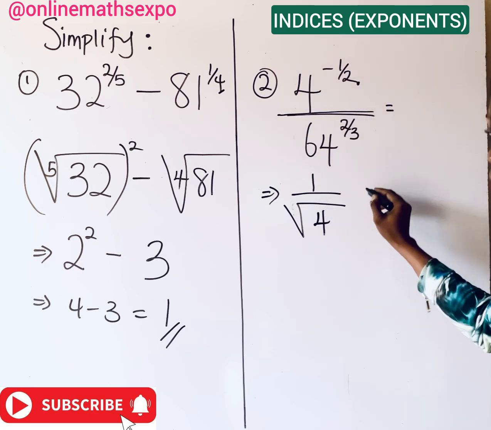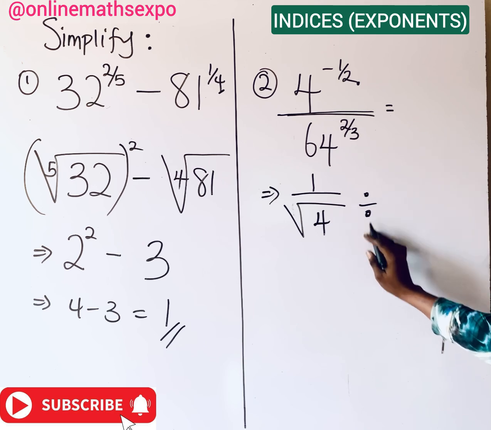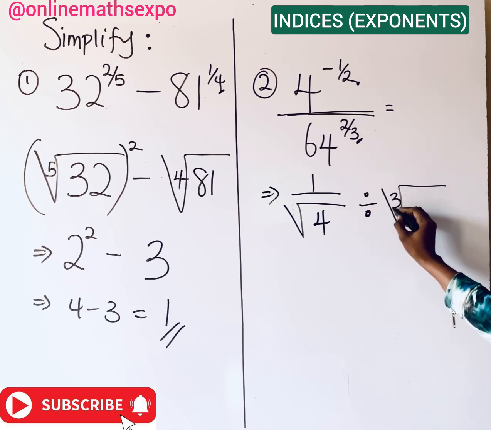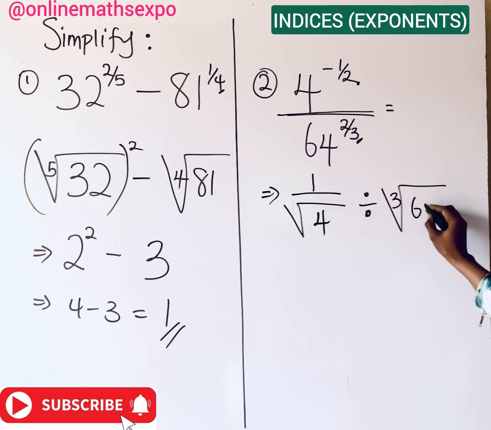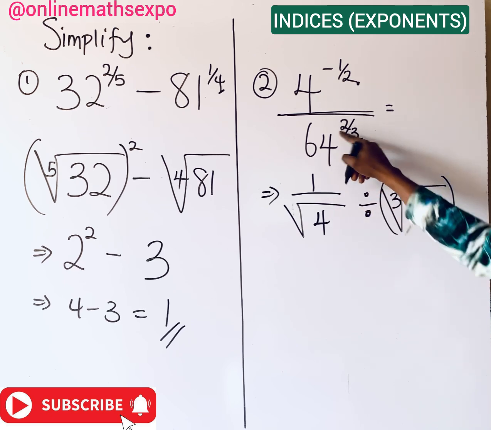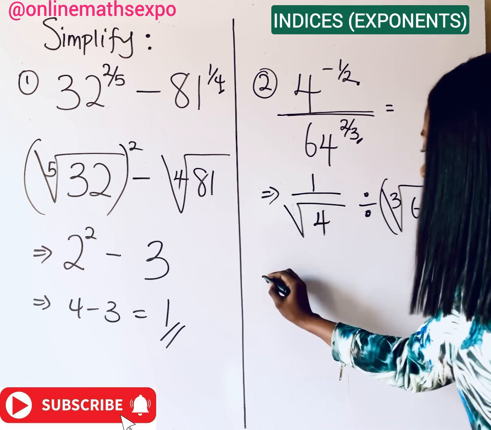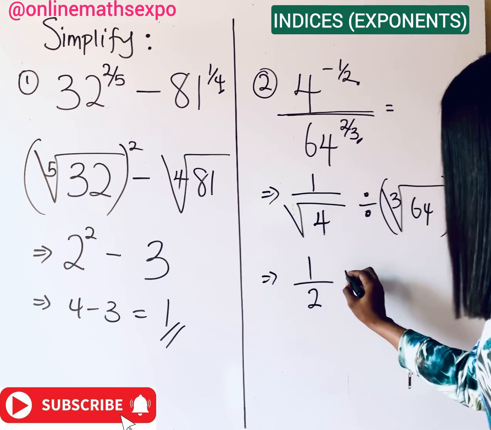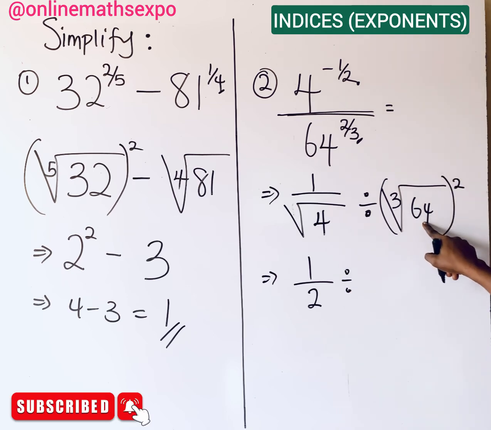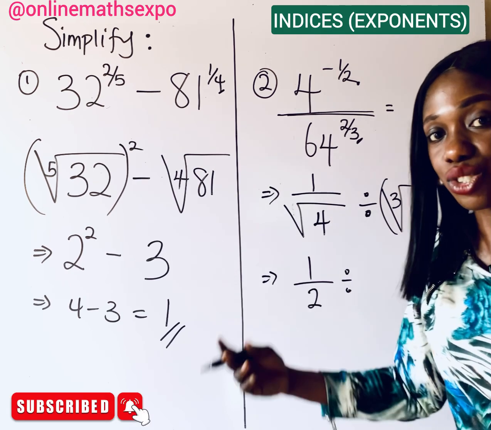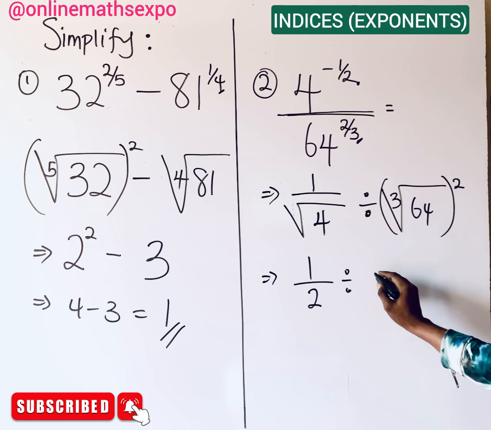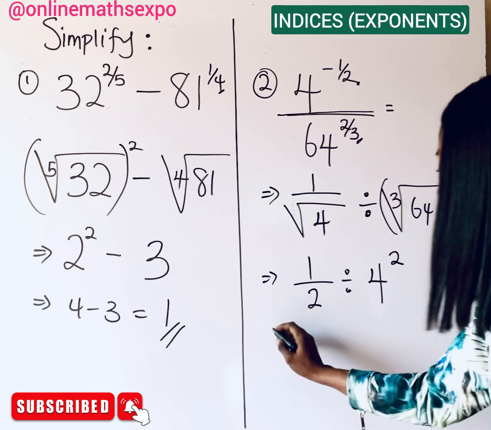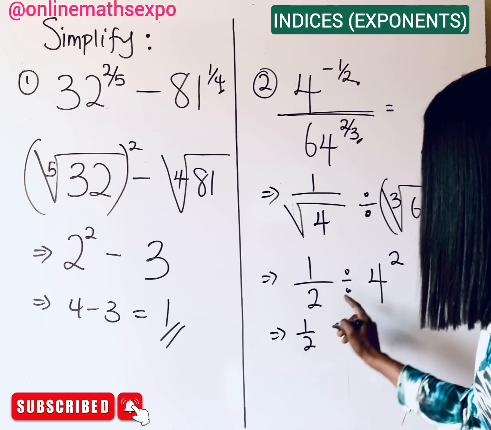Then for this division, we can turn it to be this. Then for this, use this to form the roots. Did you see? So we have 3 here. Put this 64 inside and raise it to the power of 2. So we now have 1 over the square root of 4, which gives us 2, divided by the cube root of 64, which is that number you multiply 3 times to give you 64, and that is 4. You raise it to the power of 2. And this is giving you 1 over 2.